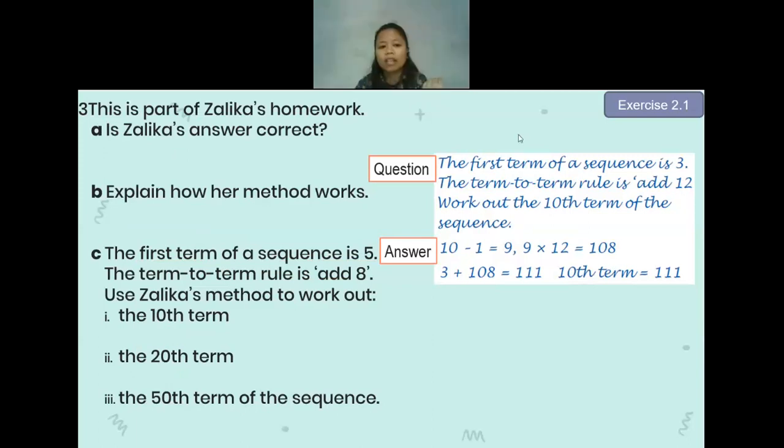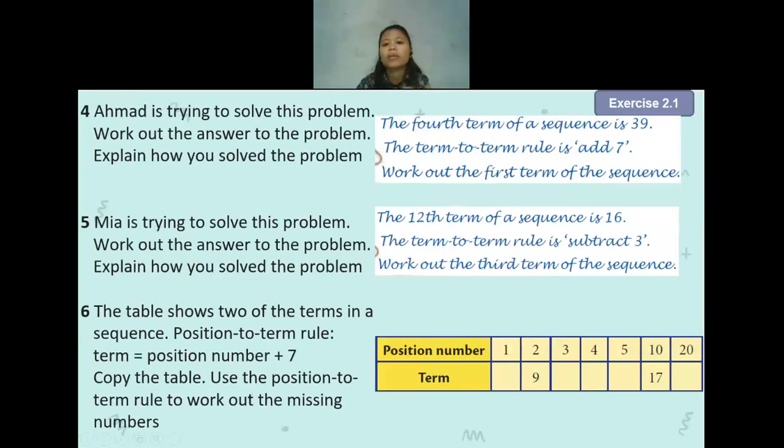Because when I move to the next number, the screen will be cleared. But later I will send the recording to the Google Classroom. Don't worry if you did not have much time to copy the answer. Later you can copy it from my recording. Okay, now let us continue to question 4.